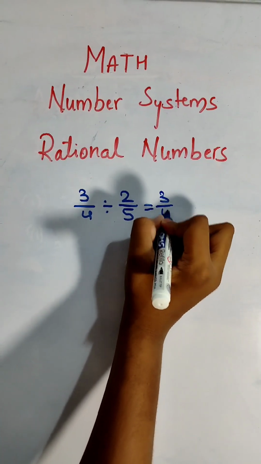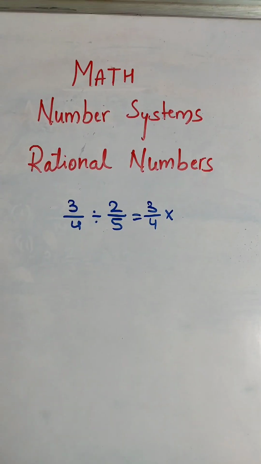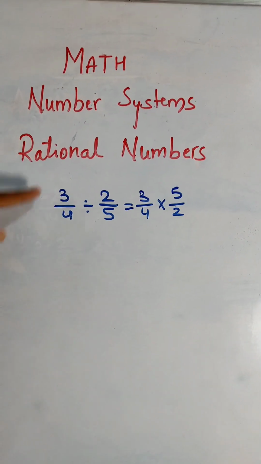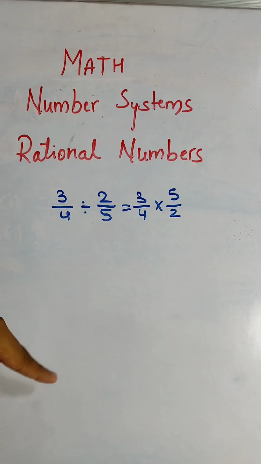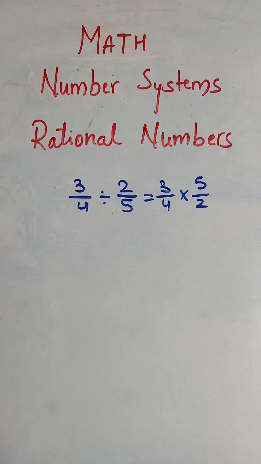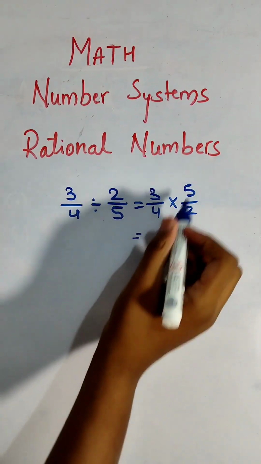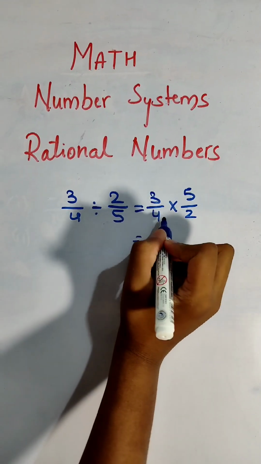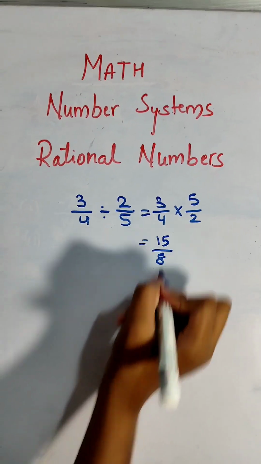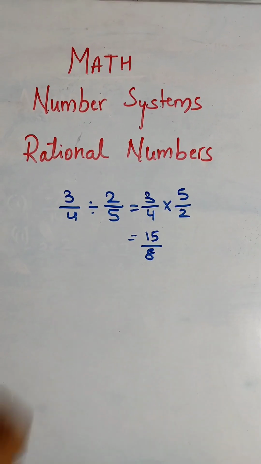So 3 by 4 will stay 3 by 4. We'll put a multiplication sign as I said earlier, and we'll be making it like this. Now you can see that what we had earlier just became a multiplication problem. We remember how to do multiplication as we just learnt it a few seconds ago. All we'll do now is continue with the normal multiplication. We cannot cancel anything in this situation. So all we'll do is multiply the numbers. 15 by 8 is the answer. It's a very easy way to divide two numbers.